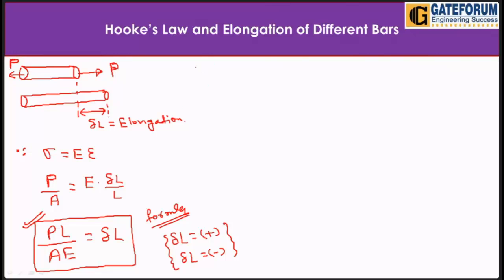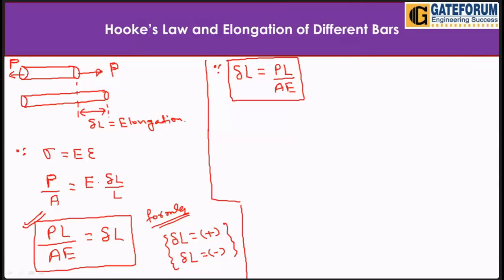Otherwise you will make a mistake, right? Not blindly. Why should we not use this formula blindly? Because we know the change in length formula, delta L equals PL divided by A into E. But when is this formula valid? When the value of load, the value of area, and the value of Young's modulus are all constant. Then only can I use this formula.